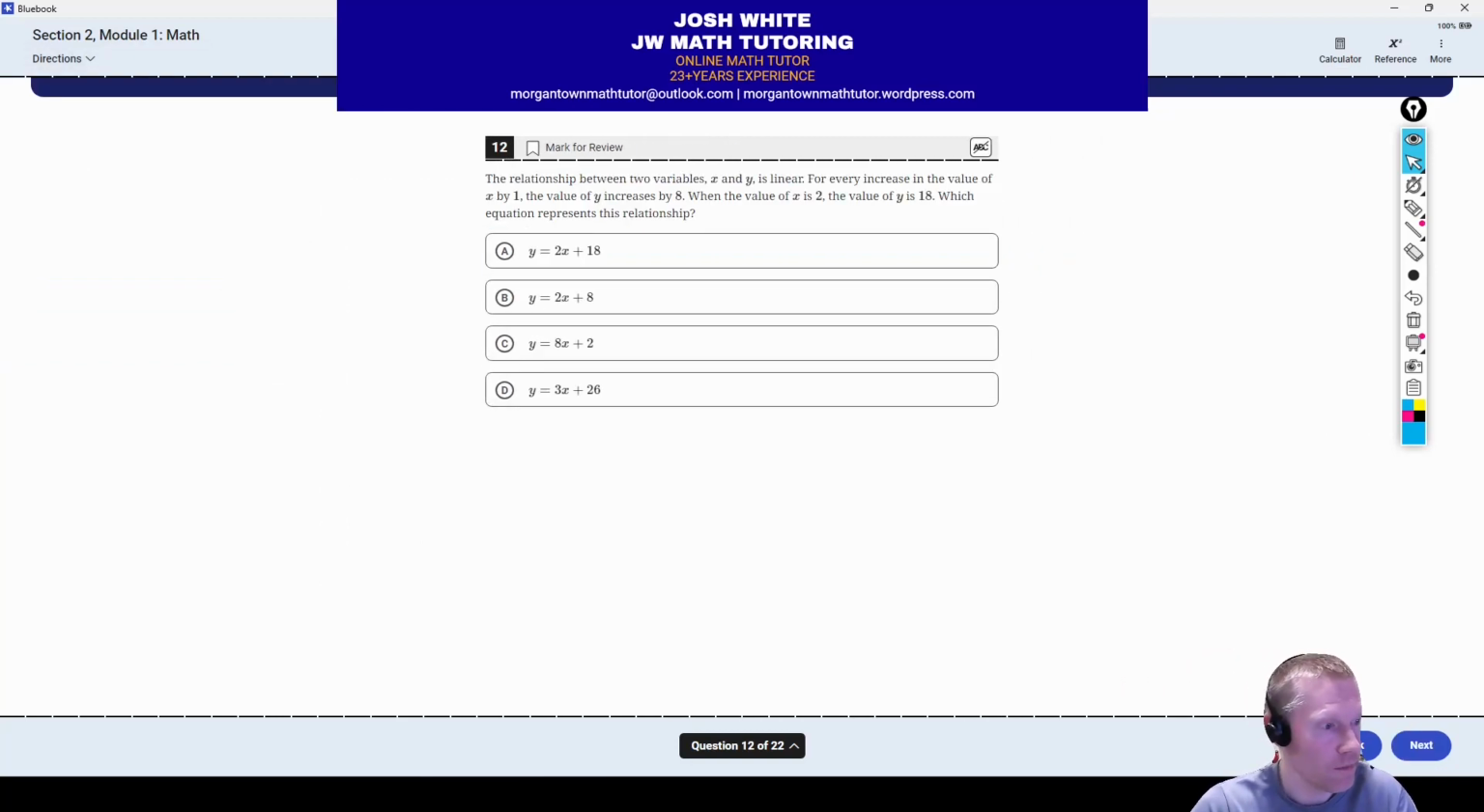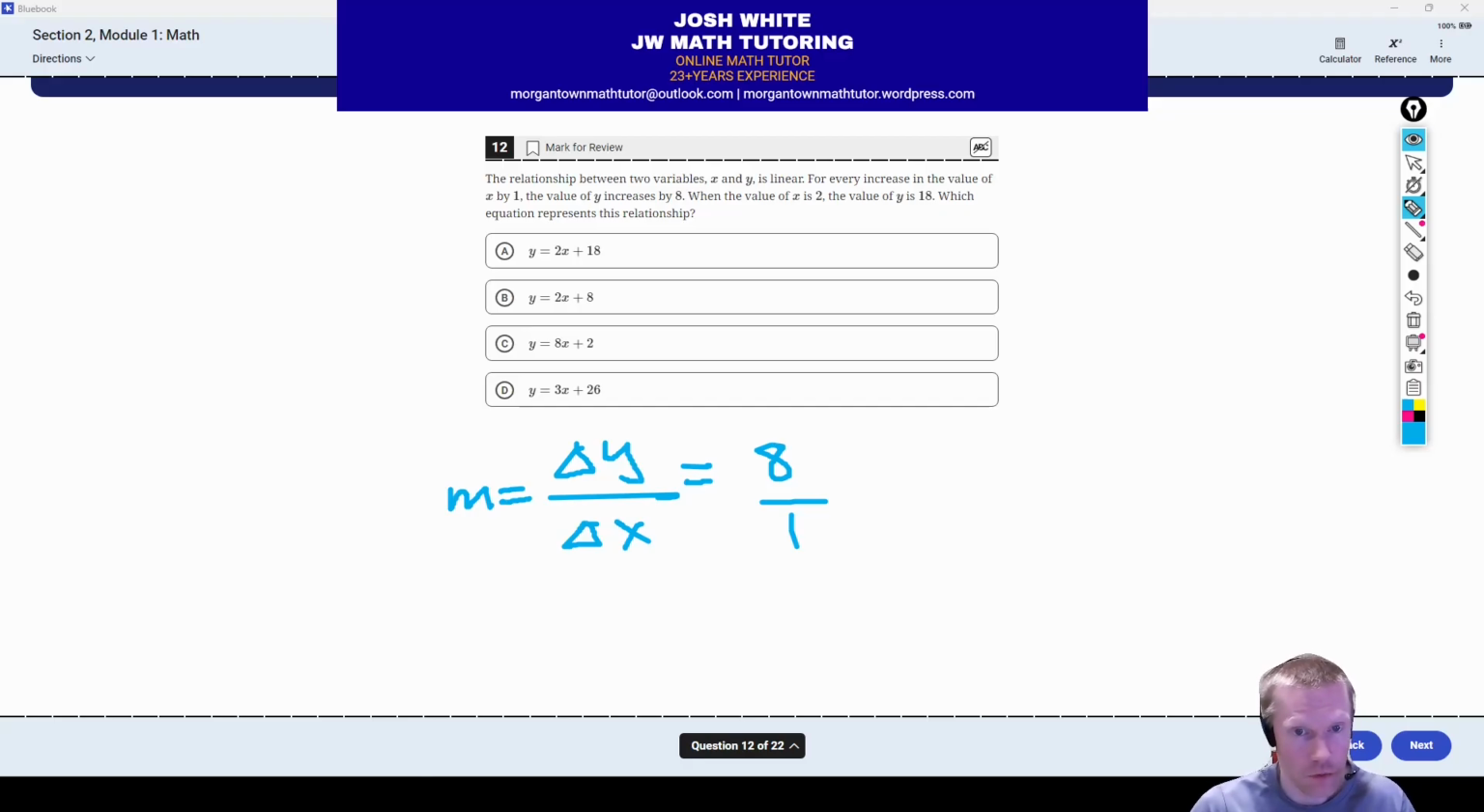All right, next up, question number 12. Here we have basically a description of a linear function. Essentially, you're translating this text into the equation that it corresponds to. So what it says here is for every increase in the value of x by 1, the value of y increases by 8. So in other words, the change in y is 8, positive 8, because it's an increase, and the change in x is positive 1. So this is just the slope. Change in y over change in x, that's just what your slope is. So the slope of this line is 8. That means right away it has to be answer choice C.